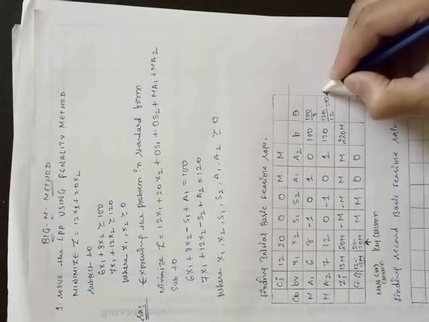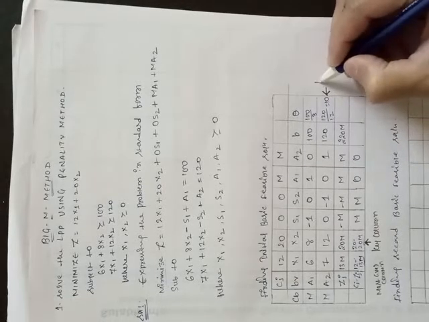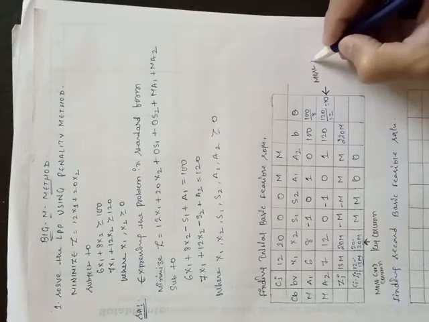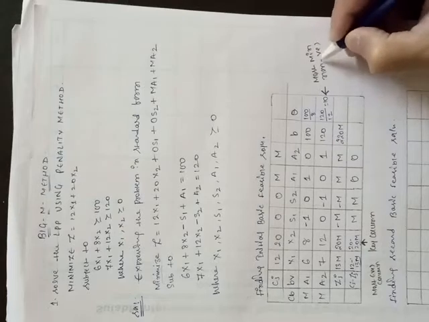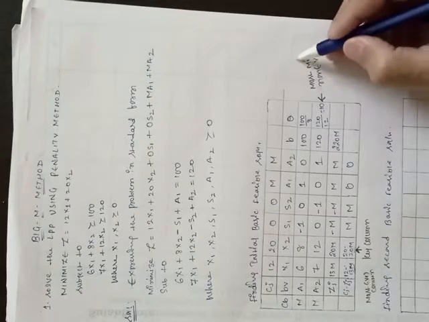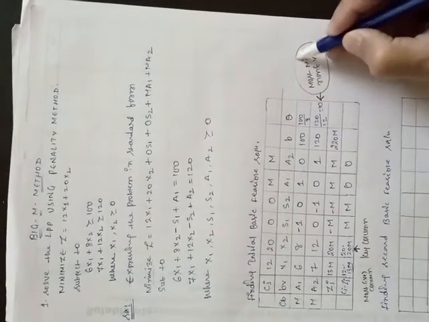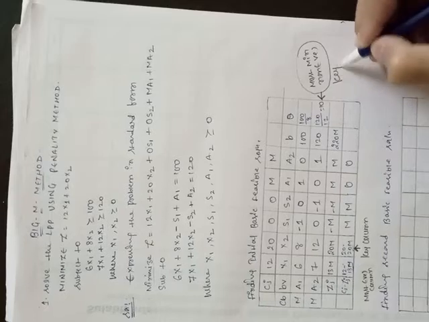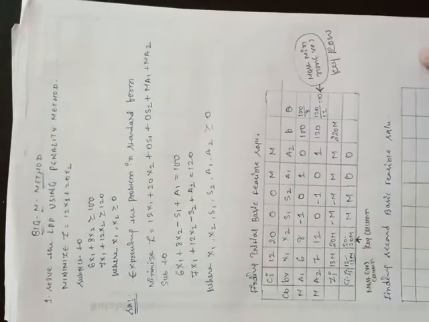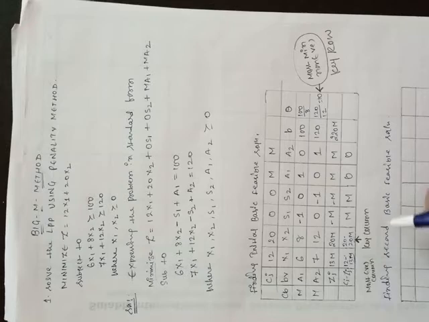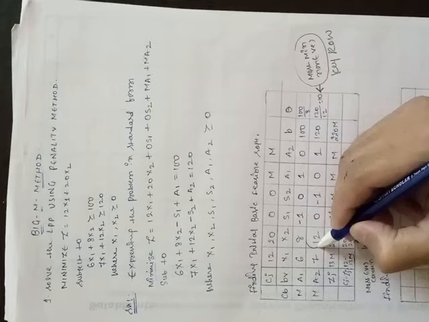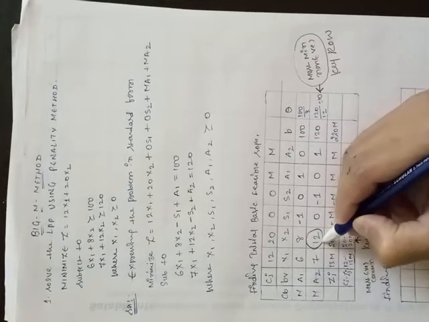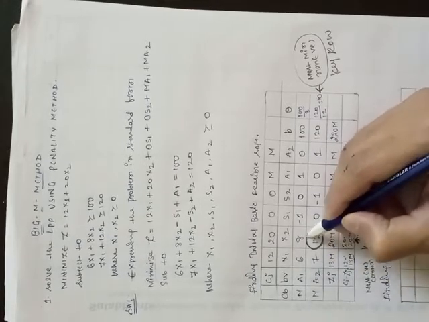So this row is the most minimum non-negative. We need to select the most minimum non-negative row as the key row, and the intersection of the key column and the key row is called the key element. So this is our key element.